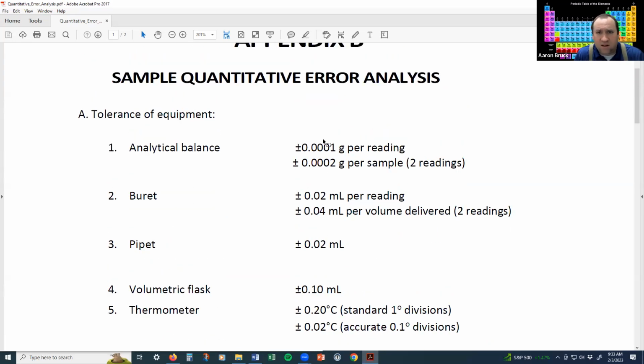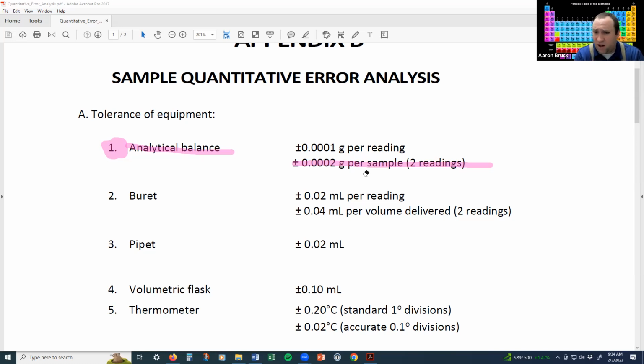Now, in our case, it's actually really simple. We only dealt with the analytical balance as far as equipment is concerned. So in this case we only need to focus on this part of the analysis. And we can simplify this a little bit further, because every single mass that we took was based upon a pair of readings. I measured the mass of the crucible, and I measured the mass of the crucible with something in it. The difference between those two was the mass of my stuff.